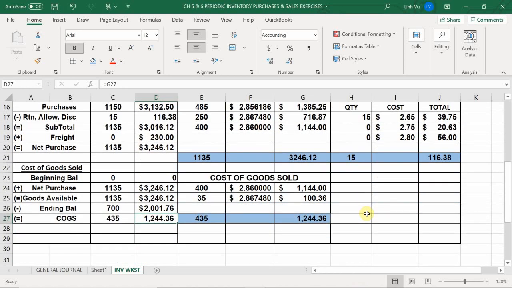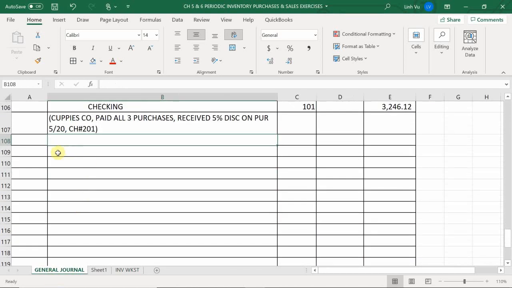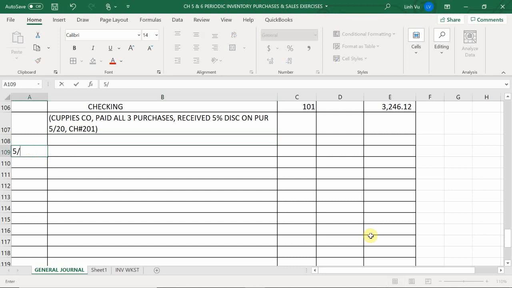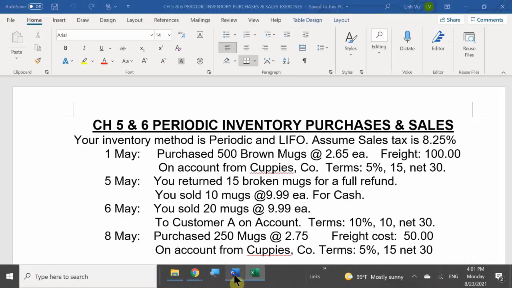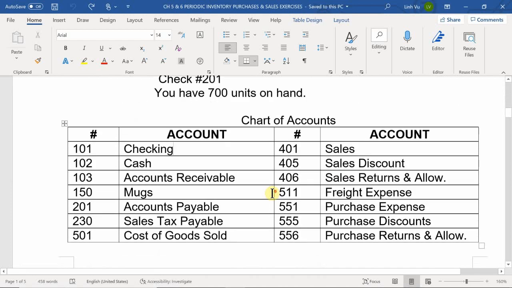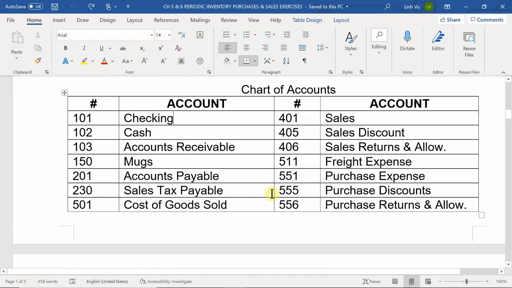Good. So last but not least, we now need to do our conversion entry because we reached the end of the accounting period and we did our physical count. We know that we have 700 units left in inventory. We completed our inventory worksheet. So all we have left is the conversion entry. So what am I going to journalize here? The inventory that we have: the ending and the beginning.